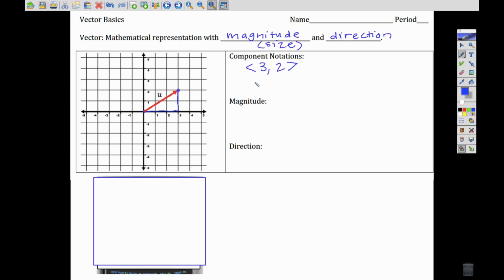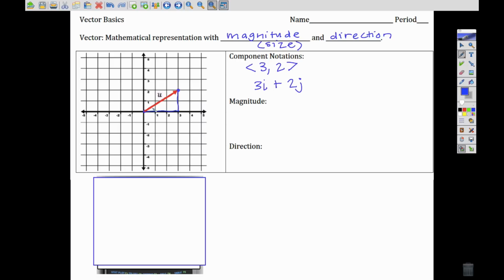And then in the ij form, we have 3i, so this just stands for the horizontal component, plus 2j. We're going in the positive horizontal direction and the positive vertical direction. All right, now as far as magnitude goes, we want to know the length of this vector because that represents the magnitude or the size.